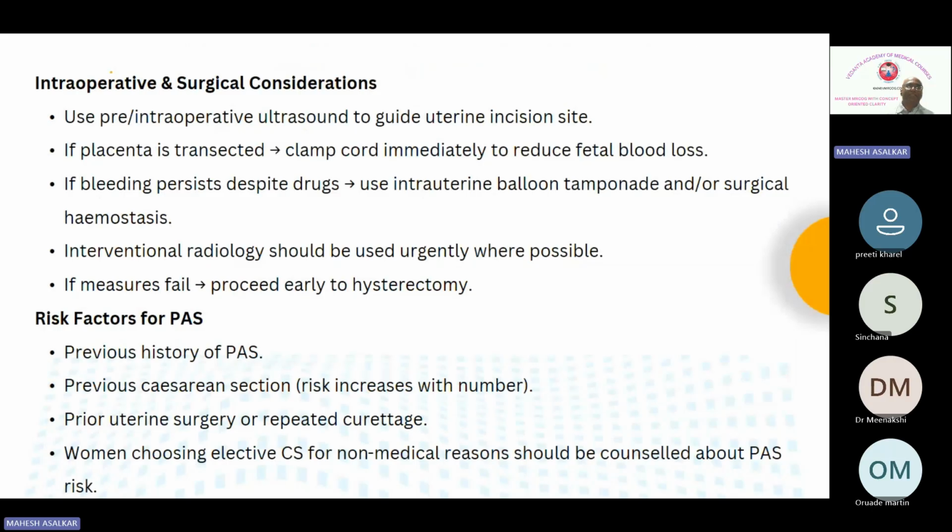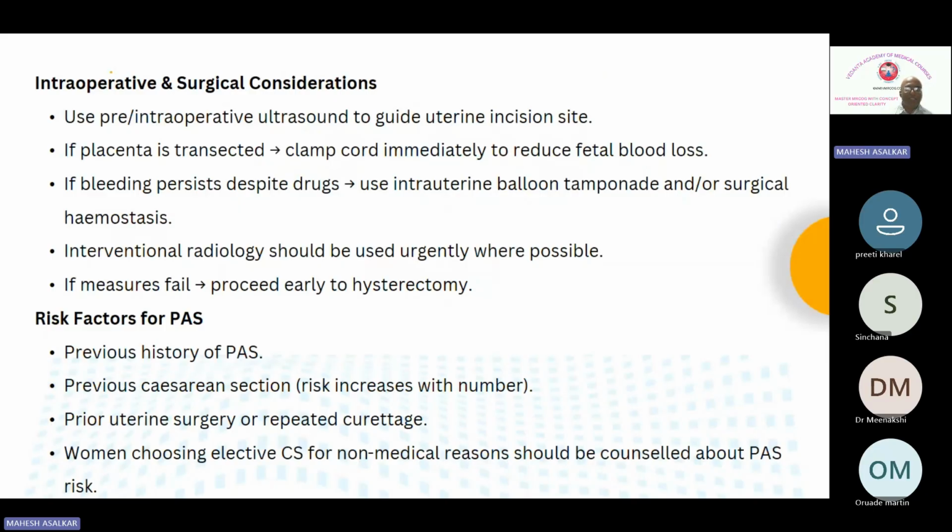Preoperative and intraoperative ultrasound are sometimes helpful, because if you delineate the placental edge, you can take the incision accordingly and avoid the placenta. Okay. If you do the preoperative ultrasound and the placenta is transected, go for early cord clamping, because it will reduce the fetal blood loss.